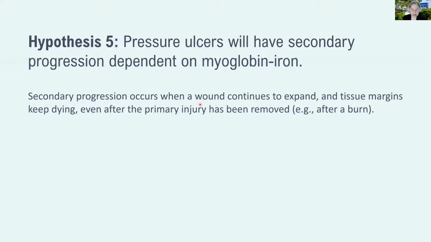So that's saying that the wound will continue to expand and the tissue margins are going to die, not dependent on the primary injury. It's well recognized in thermal burns to occur, but it hasn't been clinically recognized and widely accepted in pressure ulcers.